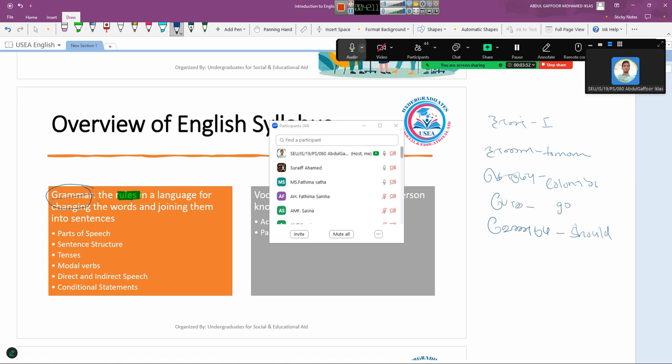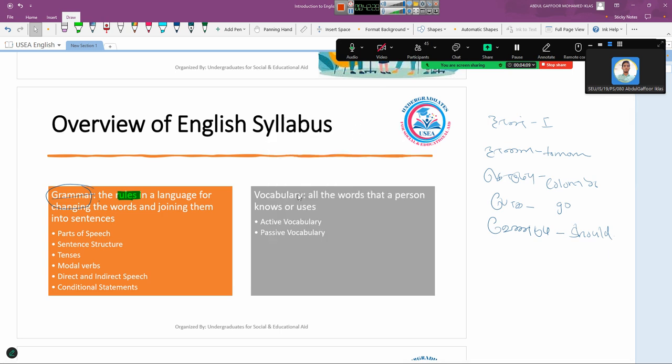No. We have a specific structure to arrange these words into a sentence. Those structures or rules are called grammar. That's what we are going to study in sentence formation, how sentences are formed. And then we have to learn vocabulary. Vocabulary is the collection of words, all the words that a person knows or uses.